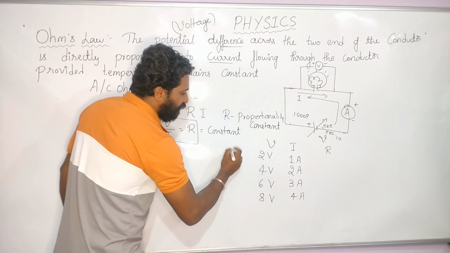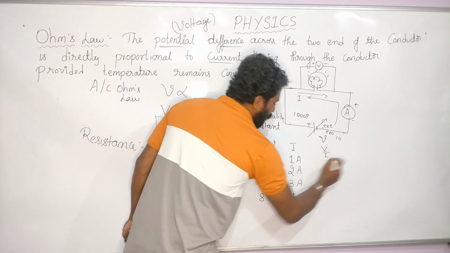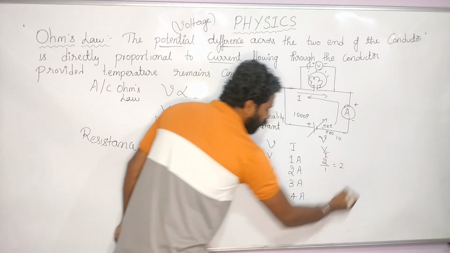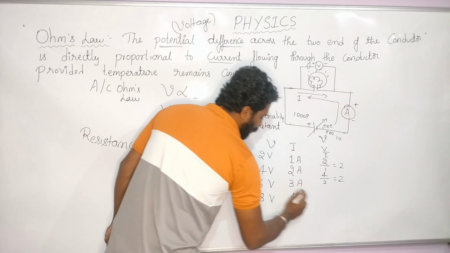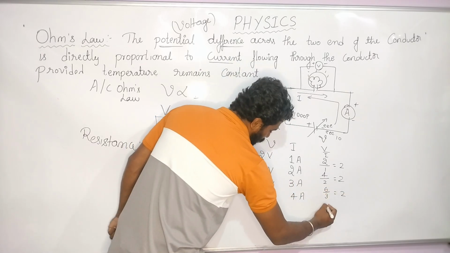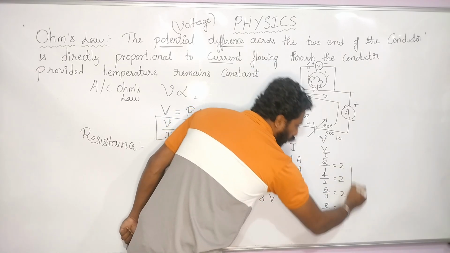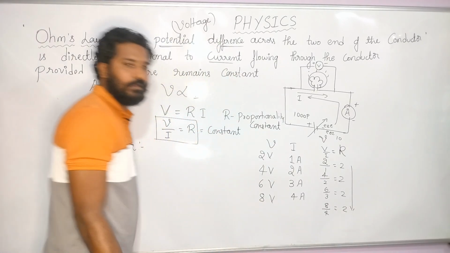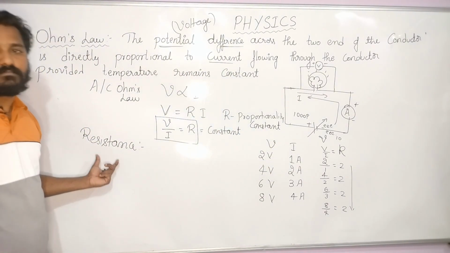Now I will do V by I for this. V by I: 2 by 1 is equal to 2. Then 4 by 2 is equal to 2. Then 6 by 3 is equal to 2. Then 8 by 4 is equal to 2. All of this remains constant, and that is called R. That R is called resistance.